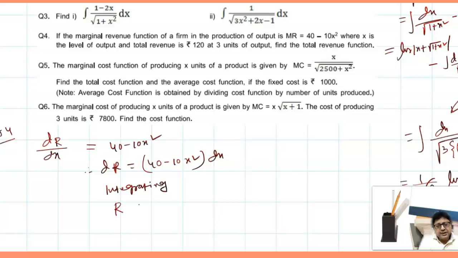The integration of dr is r. The integration of dx is x. 10 into x square integrates to x cube by 3. And where does the integration constant go? It is there. And what is its value?